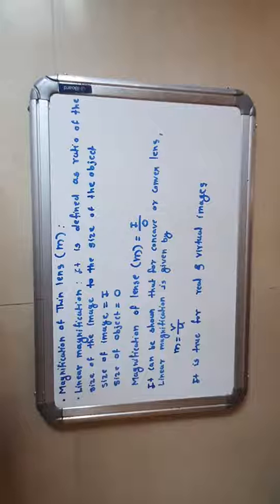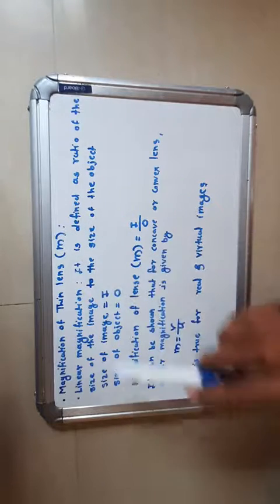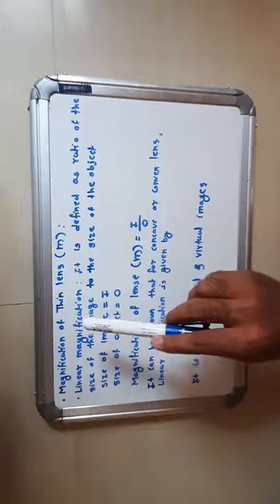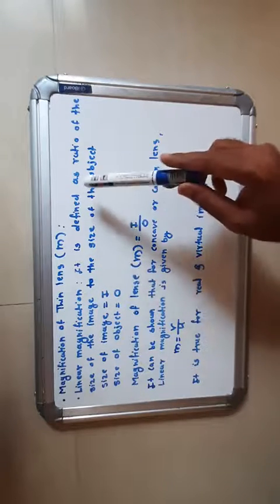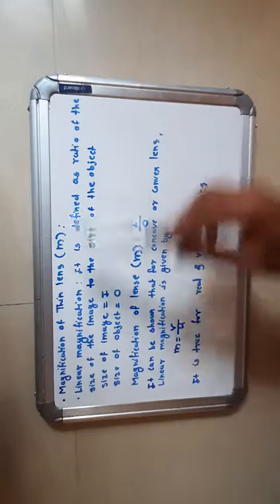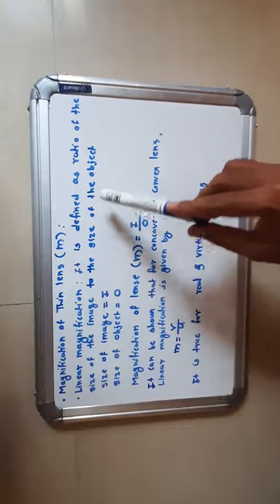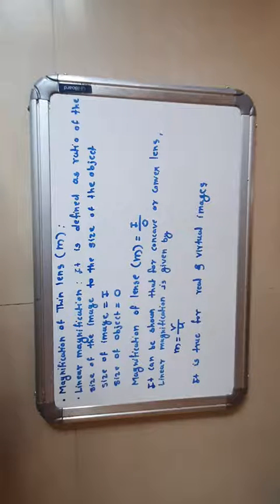First of all, we discuss the magnification of the lens. Magnification of a lens is denoted by the letter small m. Linear magnification is defined as the ratio of the size of the image to the size of the object. This is the simple definition of linear magnification.